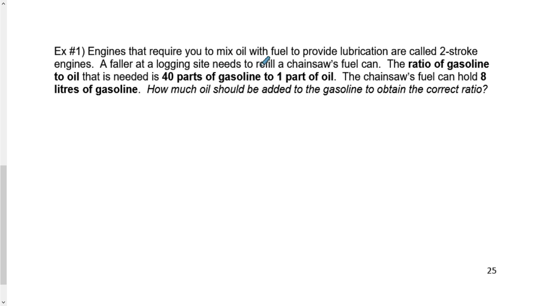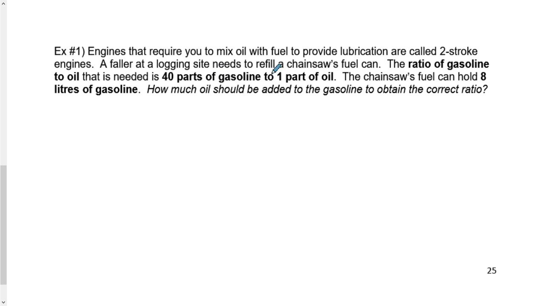A faller at a logging site needs to refill a chainsaw's fuel can. So a chainsaw is one thing that is a two-stroke engine. The ratio of gasoline to oil that is needed is 40 parts of gas to 1 part of oil. The chainsaw fuel can holds 8 liters of gas. How much oil should be added to the gasoline to obtain the correct ratio? FYI, 8 liters of gas means this must be a pretty big chainsaw. Obviously, if we're at a logging site, you're going to need some pretty large chainsaws. Okay.